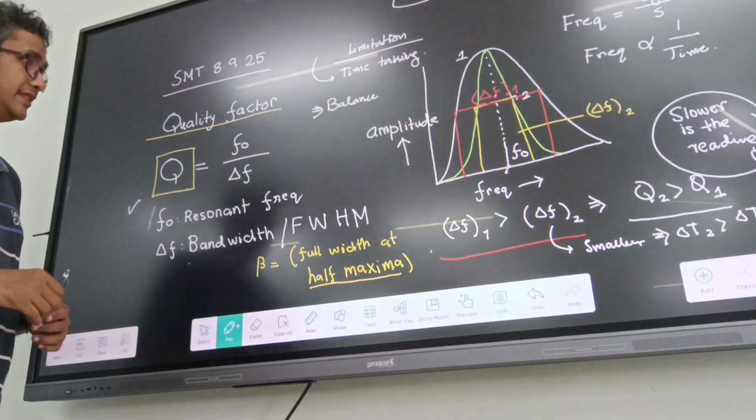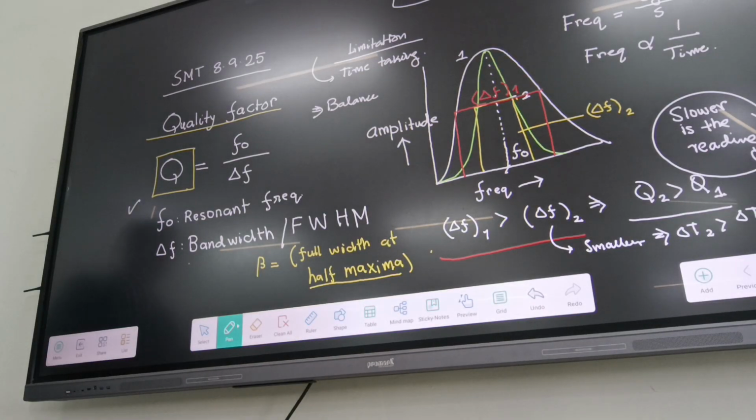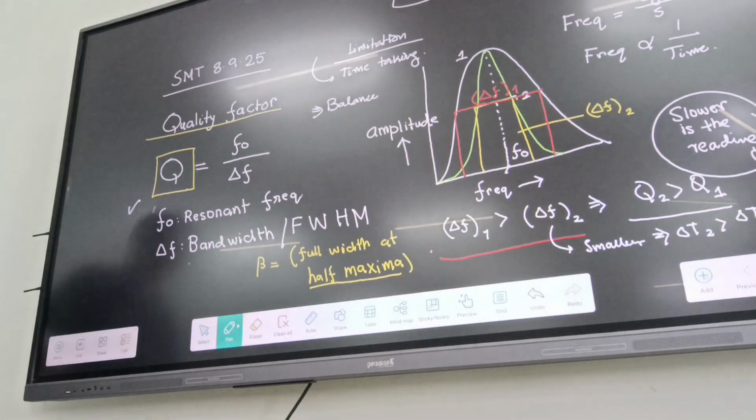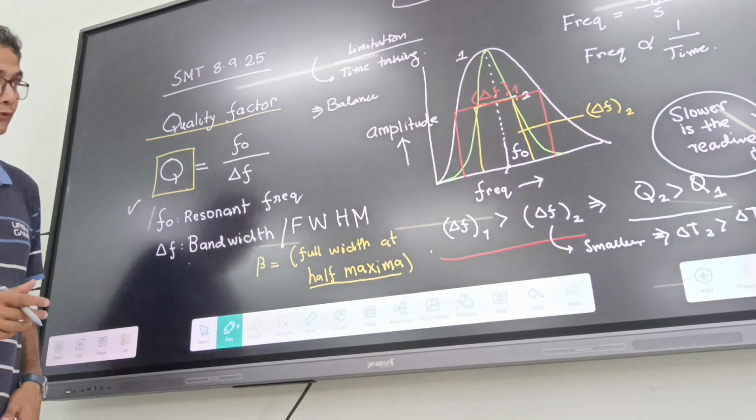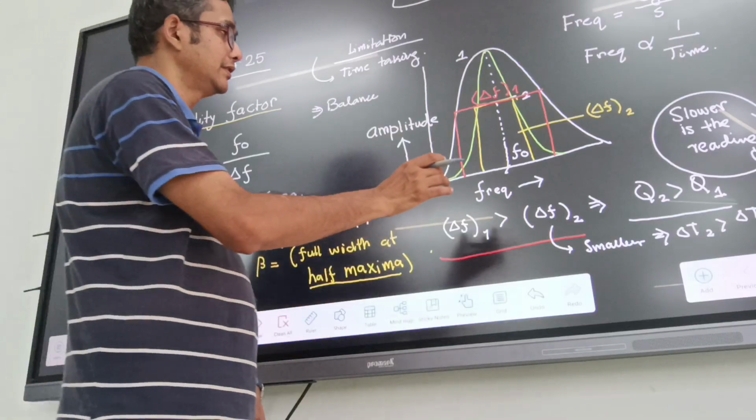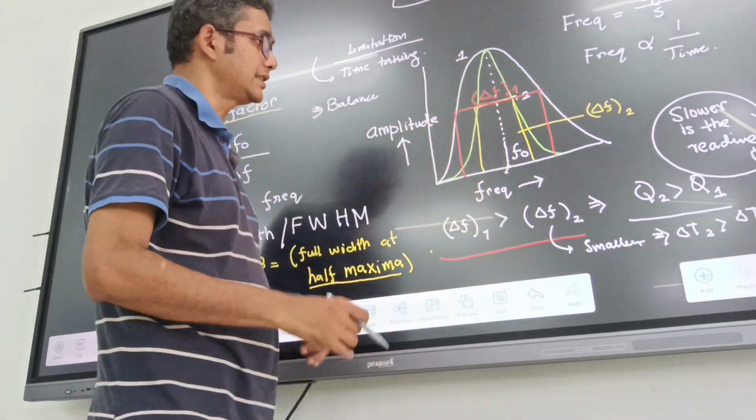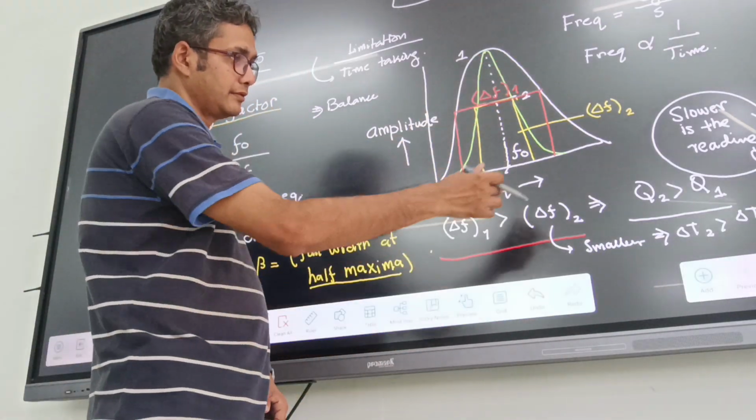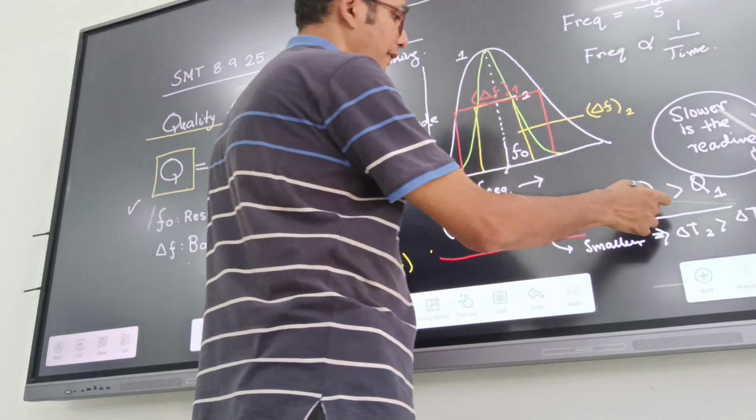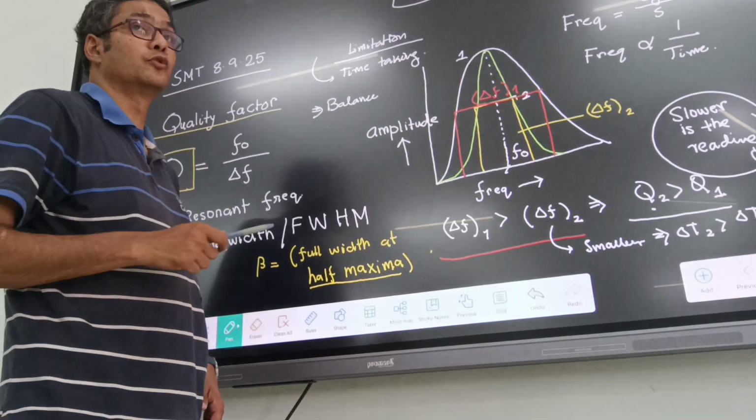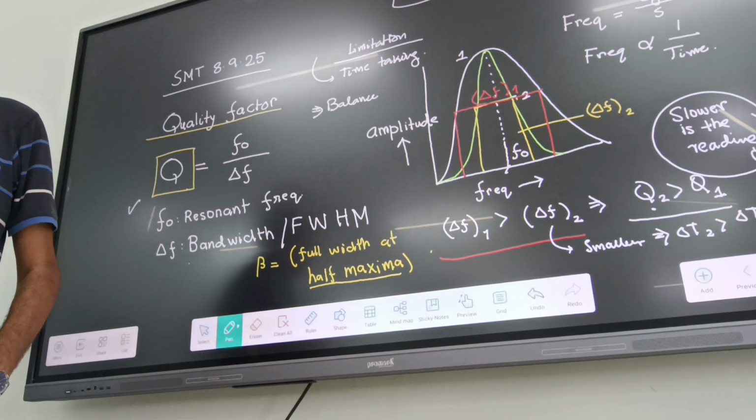We started with this Q factor, quality factor. Quality factor is equal to the resonant frequency divided by the bandwidth, the full width at half maximum. So we gave an example of two cases: in one case the bandwidth is much shorter, in another case the bandwidth is much larger. So they have opposite Q factors. The higher the Q factor, the more sensitive your sensor is.